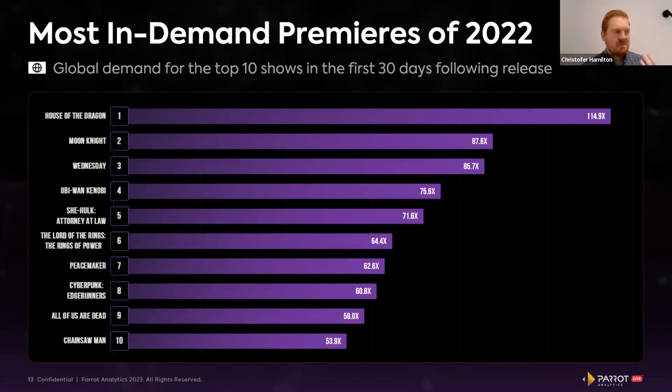So a lot of the most in-demand shows we see are returning for second, third, fourth, in the case of Stranger Things, seasons. But it's always interesting to look at the shows that were able to be successful from their first season premiere. And here we're looking at demand for new shows in the first 30 days following their release in 2022, global demand. And we see there's a clear winner.